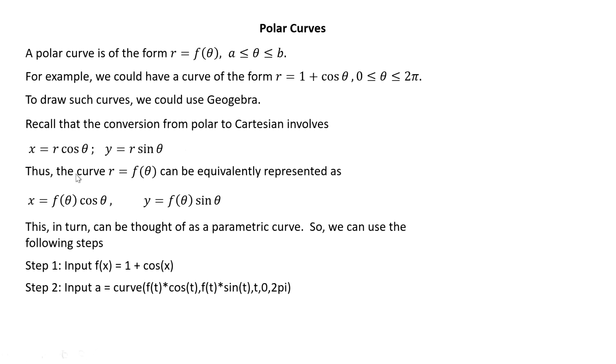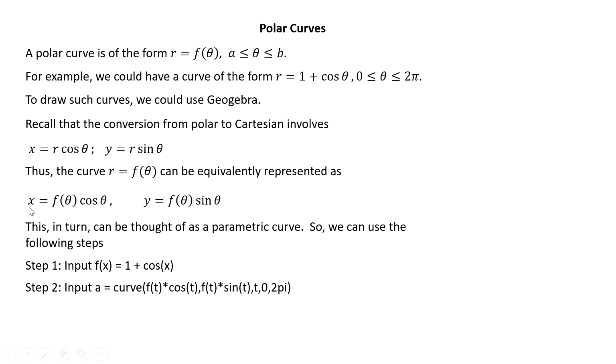So that means if you are required to draw r equals f of theta, x is nothing but f of theta cosine theta, right? I'm replacing r with f of theta. And y is f of theta sine theta. X equals f of theta cosine theta, y equals f of theta sine theta. Does that kind of form remind you of something?